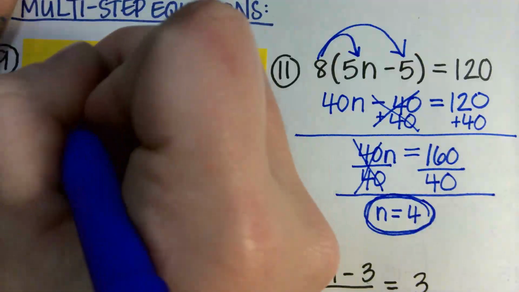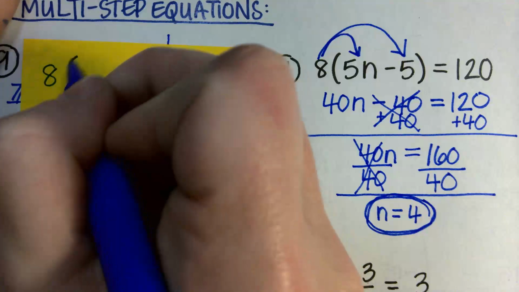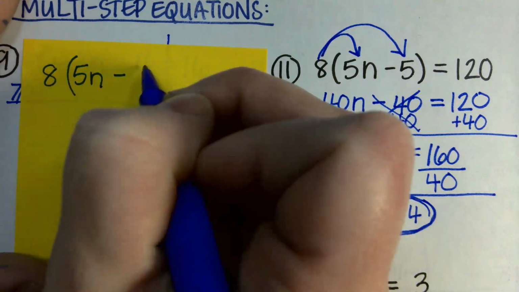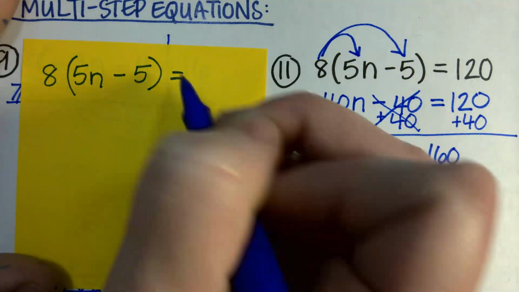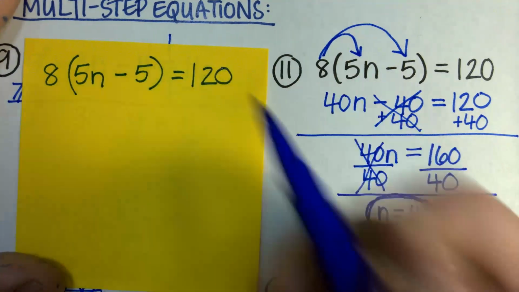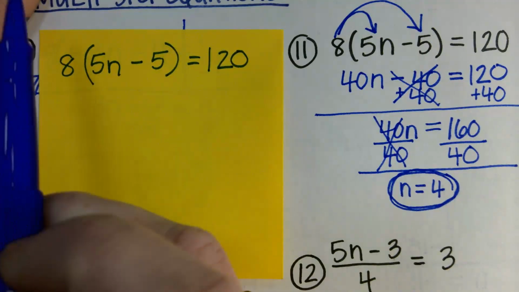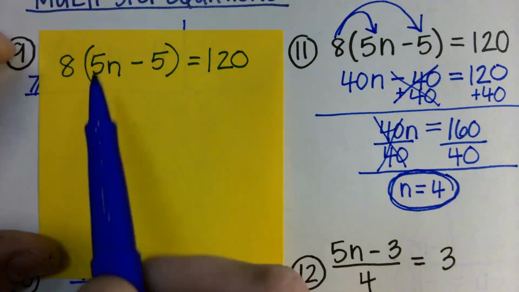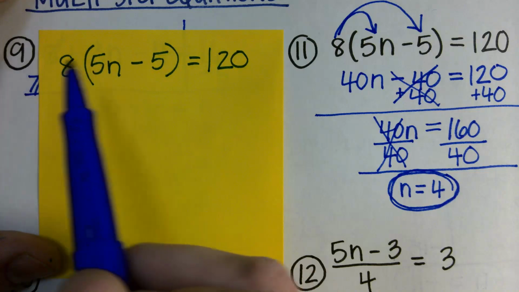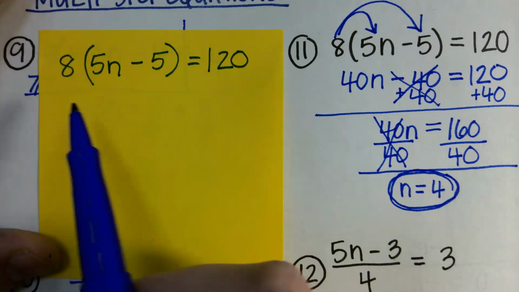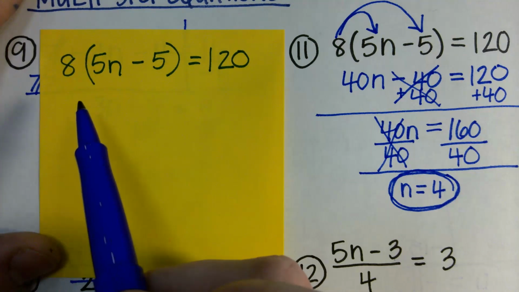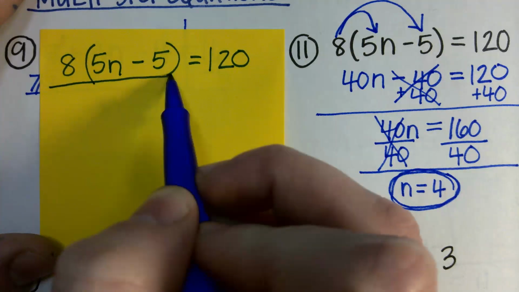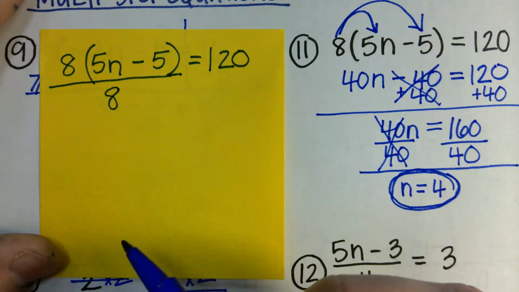So, I'll rewrite that problem. We have 8 times (5n minus 5) equals 120. So we know that if we have a number next to some quantity or value in parentheses, that we are multiplying. This is a multiplication problem. So what operation do we use to get rid of multiplication? We divide. Good. So I could just divide this side by 8.